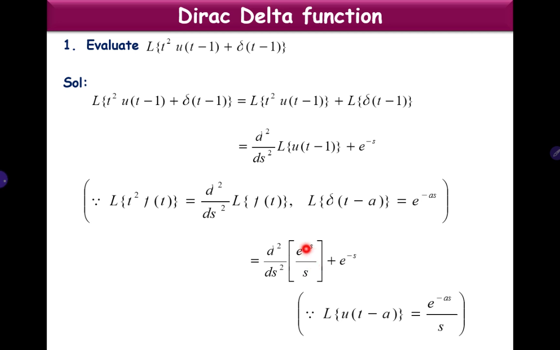So now we have to differentiate this function e power minus s by s 2 times using the formula for the derivative of u by v. What is the derivative of u by v? V into derivative of u minus u into derivative of v by v square. Here v is s in the denominator and u is e power minus s. So now let us apply that derivative formula.